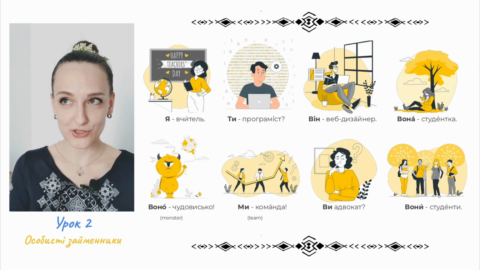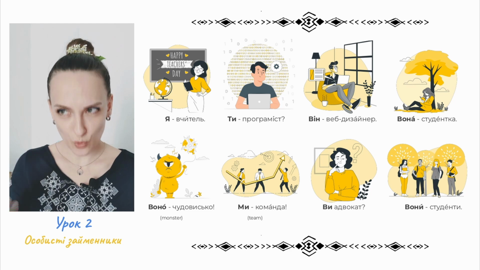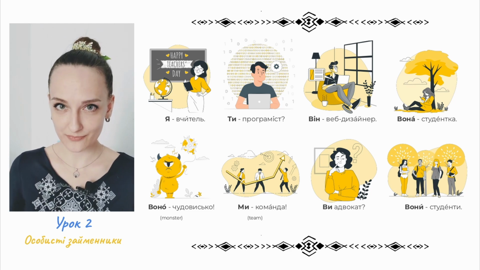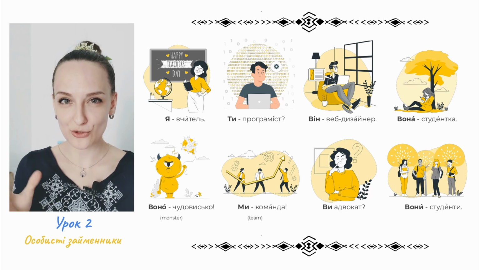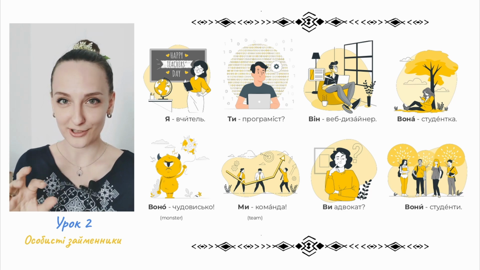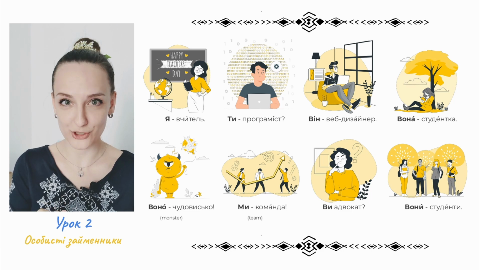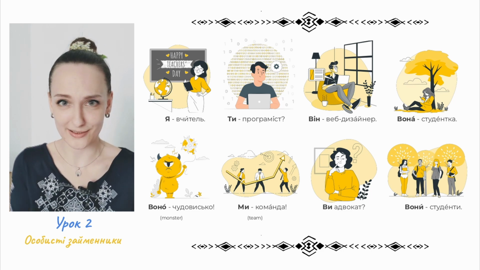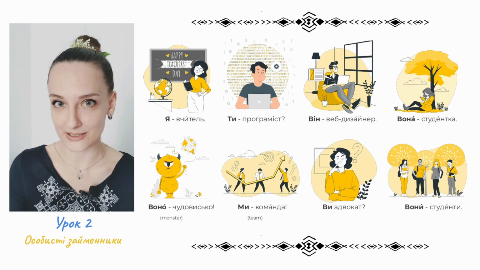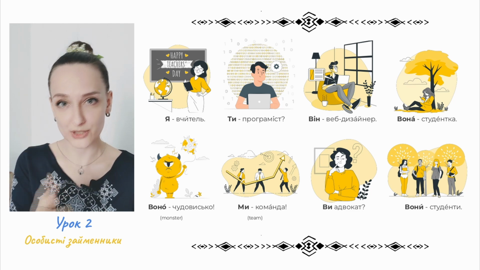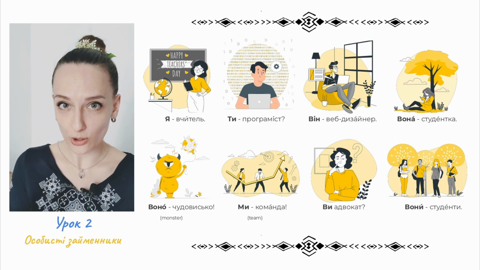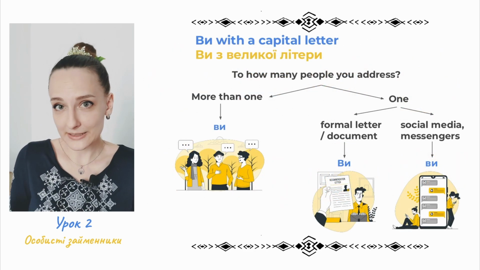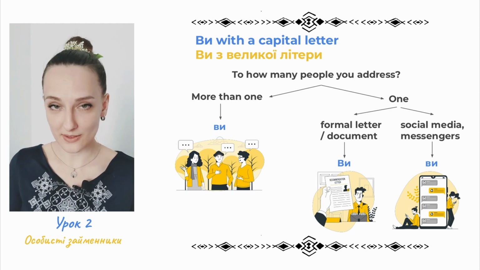Воно will be used about mostly inanimate, neuter objects, and sometimes about creatures that are half alive, like чудовисько, monster. It's a monster, чудовисько. It's like half alive, that is why we call it it. Or for example, the book of Stephen King, Воно, It, about the clown, Pennywise. And basically this is all about the pronouns themselves.